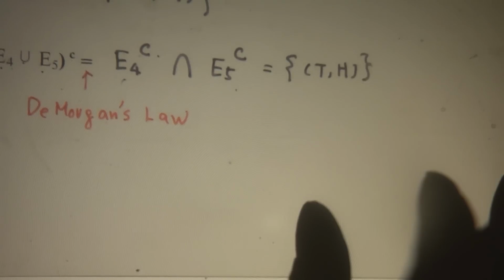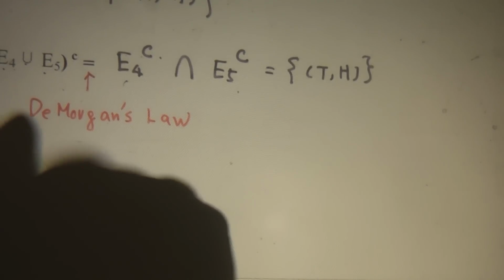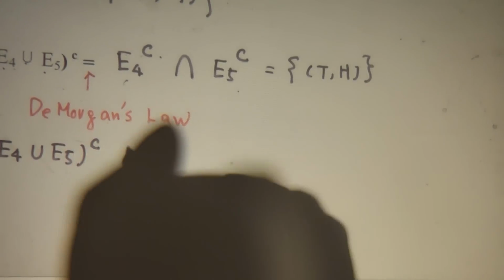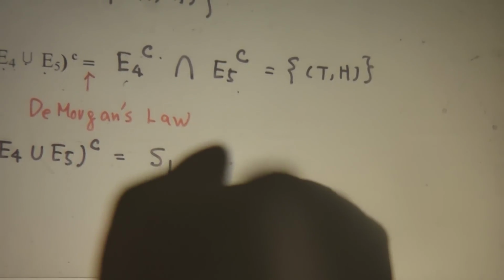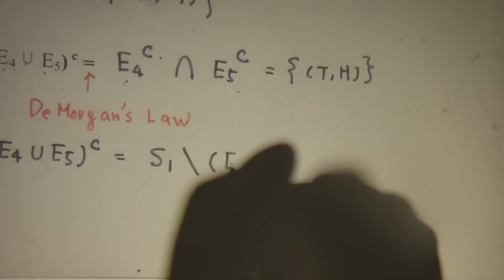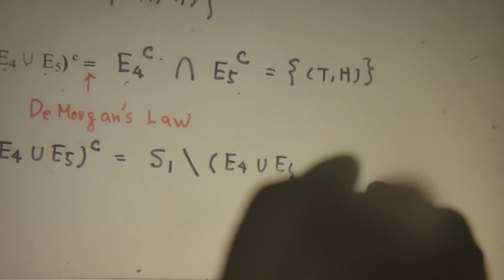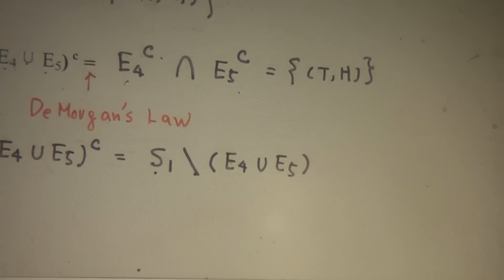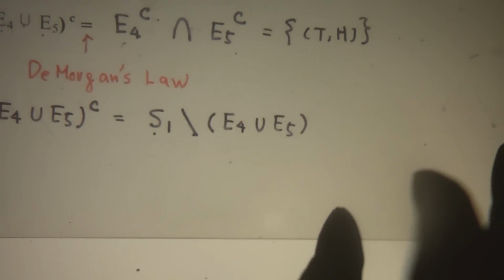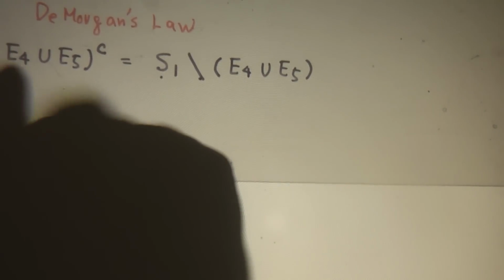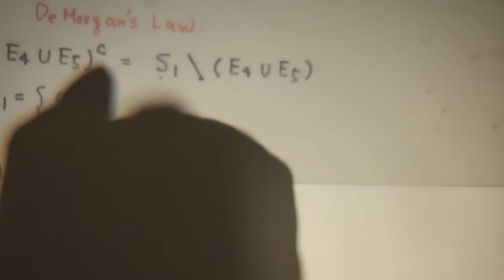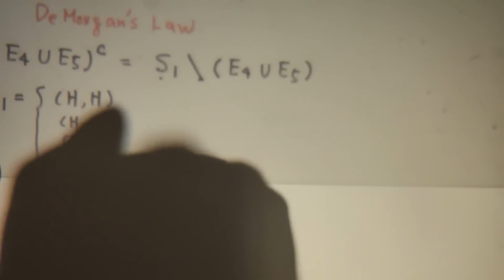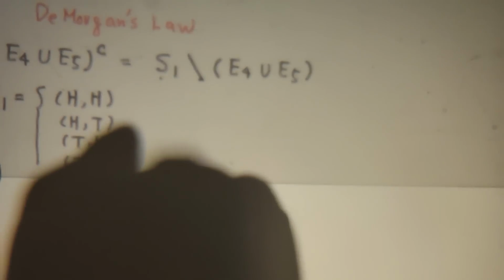Okay? Now, by definition, what is (E4 or E5) complement? Well, we remove E4 or E5 from the corresponding sample space. And the corresponding sample space is S1. And what is S1? S1 consists of 4 possible outcomes: head head, head tail, tail head, and tail tail.